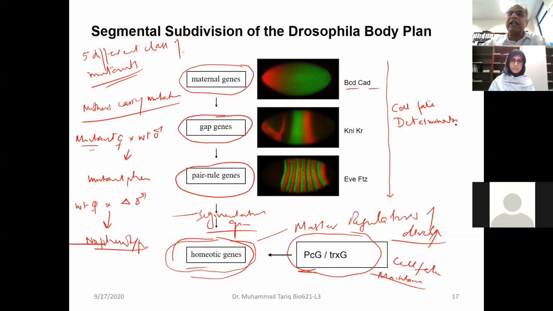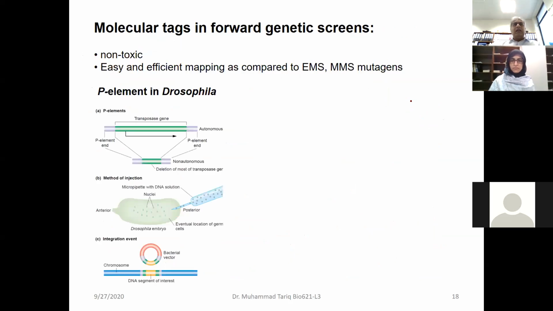Fate of different cell types is being established, and once they are determined, then through mitosis, through subsequent cell divisions, it is being passed on to the later stages of development, and eventually Polycomb and trithorax take over the job and maintain the cell fates which were established early during development.